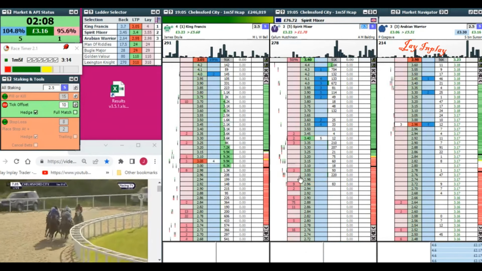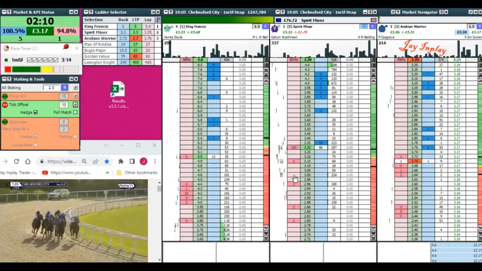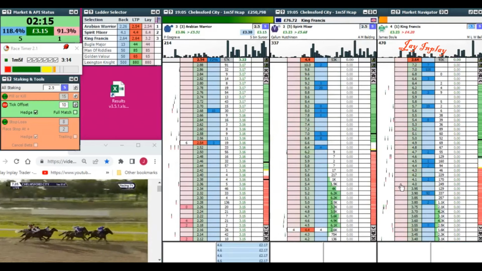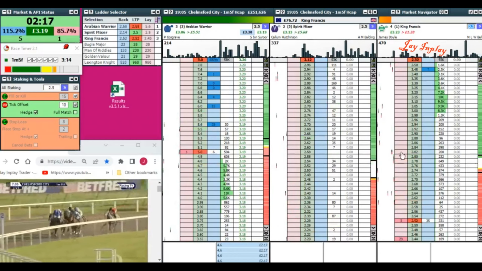And then comes Bugle Major as they race inside the 3, ridden along Lexington Knight. Now Arabian Warrior is right up alongside. In behind Spirit Mixer, with King Francis still going pretty well. Chased through by Golden Valor, Man of Riddles and Bugle Major.